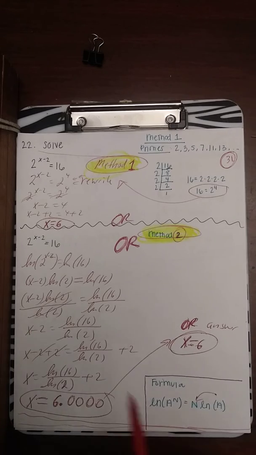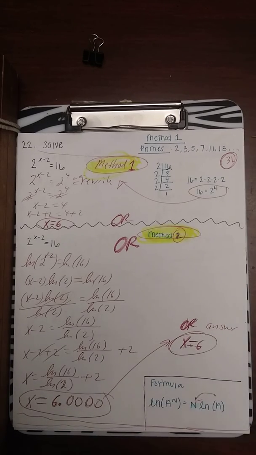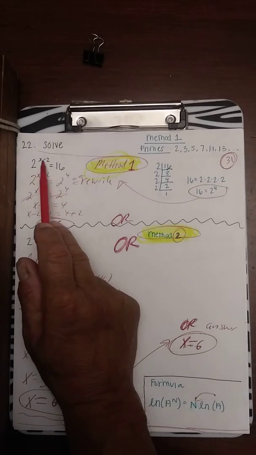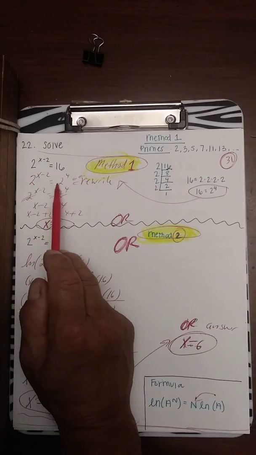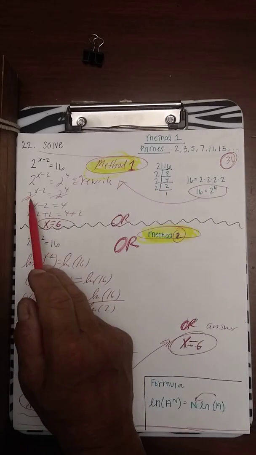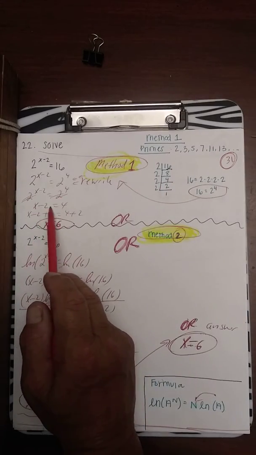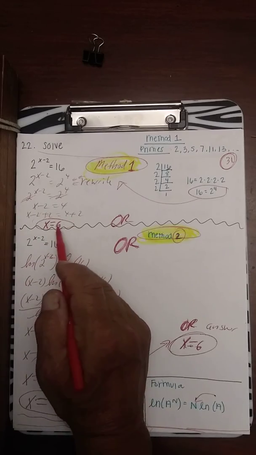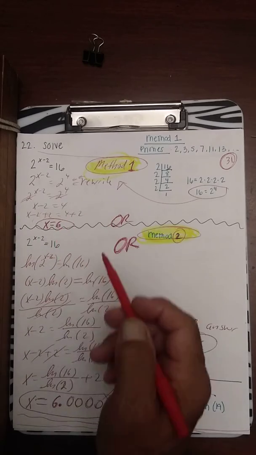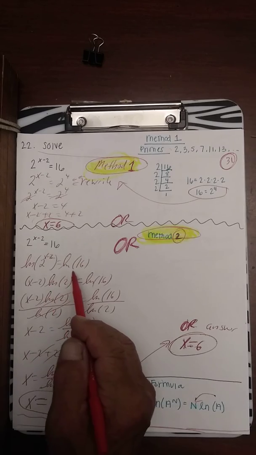Solve this. Well, 2 to the x minus 2 is 16. Break it down. So 2 to the x minus 2 equals 2 to the 4th from there. And the bases are gone, so you have x minus 2 equals 4. Add 2, so x equals 6. We're done. Or, let's go another way, a little bit harder, but it still works.